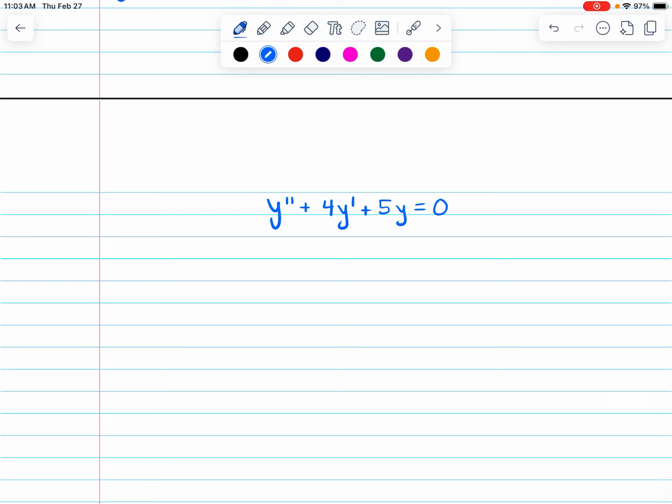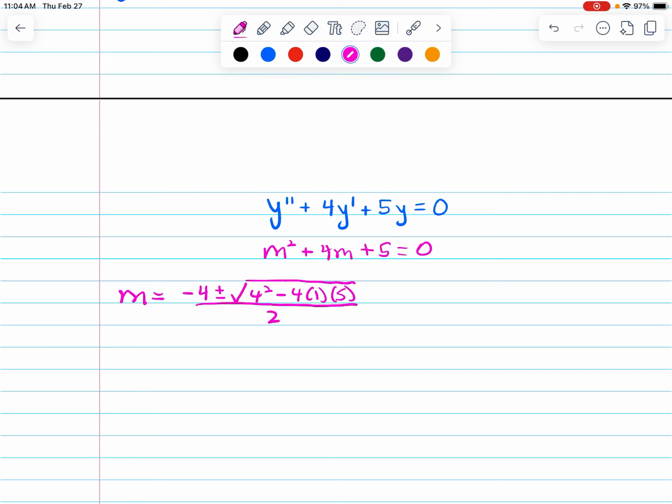Now, let's look at this one. What I'm going to do is solve this with the quadratic formula. So I'm going to set up my auxiliary equation. Here goes the auxiliary: m squared plus 4m plus 5 equals 0. And I'm going to set up my quadratic. So I've got negative 4 plus or minus the square root of 4 squared minus 4 times 1 times 5, all over 2 times 1. So let's see what this is.